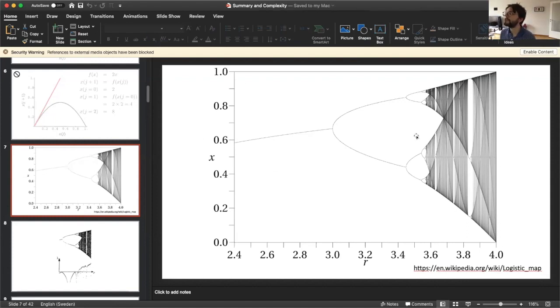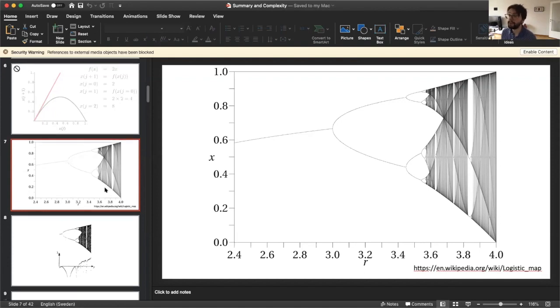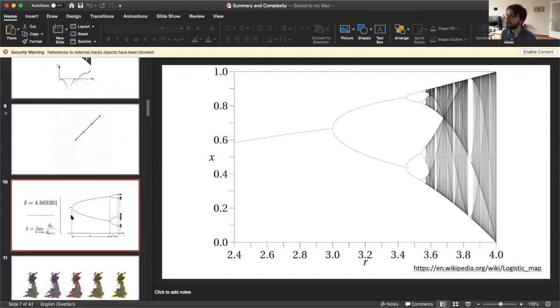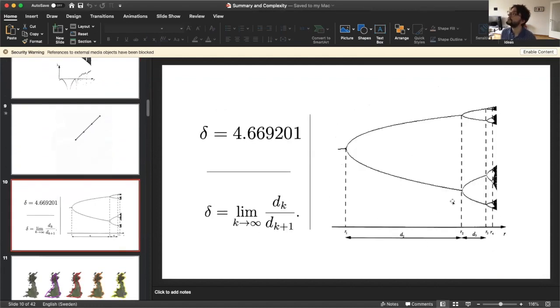So the fact that this is all the same, it's really interesting. And it's a property that is called universality. The map is the same, and not only the map is the same, but the proportion between sides of the map, so from one bifurcation to the next, the proportion is always the same also.